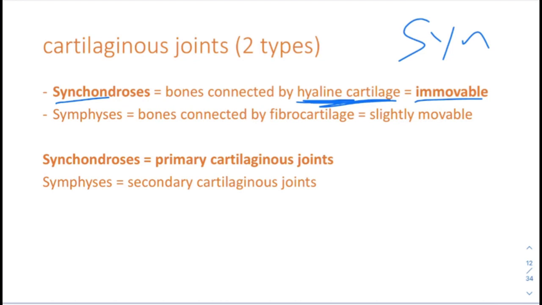They're basically bones connected by fibrocartilage, like the intervertebral discs, and they are slightly movable because you can move your spine, so you can think of it that way. Synchondroses are considered primary cartilaginous joints, and symphyses are considered secondary cartilaginous joints. So, for example, an example of primary cartilaginous joints would be the costochondral joints that connect your ribs to the sternum, and we'll talk about this in the upcoming slides as well. And then an example of symphyses would be the intervertebral disc between the vertebral bodies.